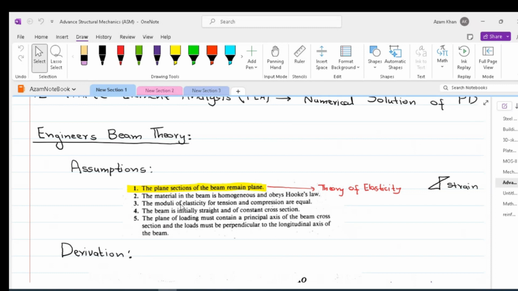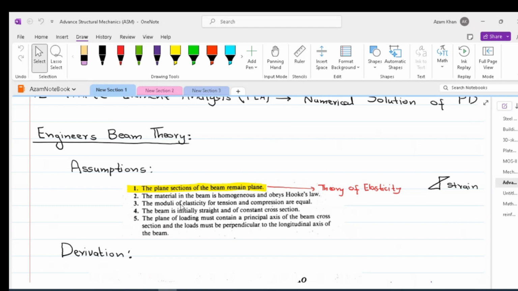Assumption number 4: the beam is initially straight and has a constant cross section. Now again, assumption 4 can be adjusted for those beams which have initial deformation and those beams whose cross section area is variable. In other words, engineer's beam theory can be adjusted to get around assumption 4.